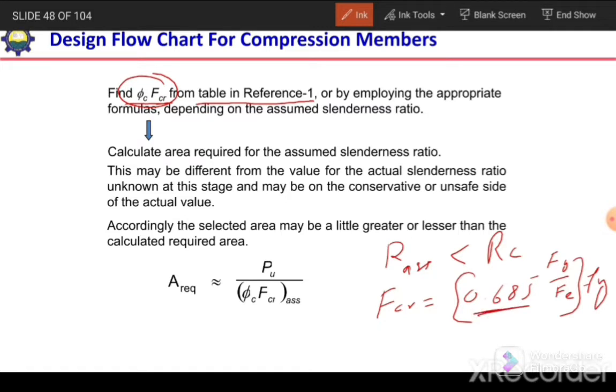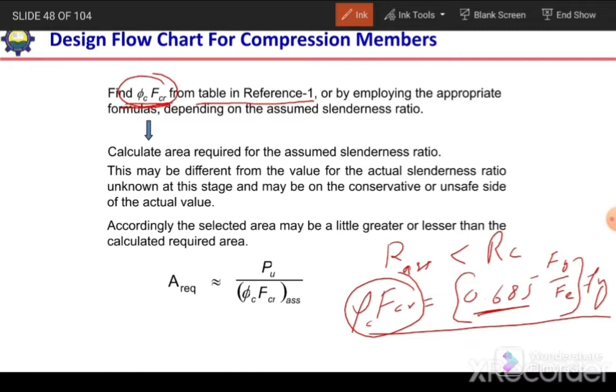So we need to confirm this factor. We have seen in the previous video what is the formula for Fcr in case of inelastic buckling. So by using this expression, we can calculate the Fcr value. Then phi c will be equal to 0.9. So by using this expression, we can calculate the phi c Fcr value.